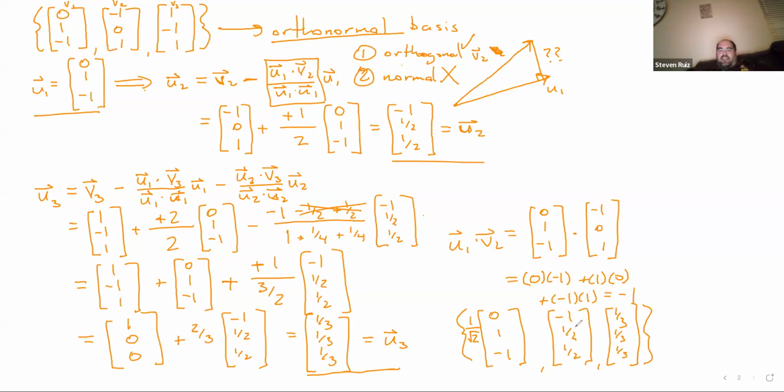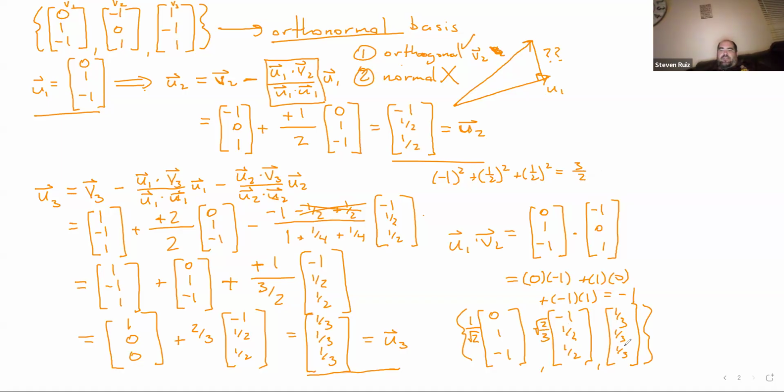What's the magnitude of this next vector? So -1 squared plus 1/2 squared plus 1/2 squared. So 1 plus a fourth plus a fourth. That's 3 over 2. So then what is the magnitude of that vector? Well, it's the square root of 3 over 2. So I can divide by that, and that'll basically give me the square root of 2/3.